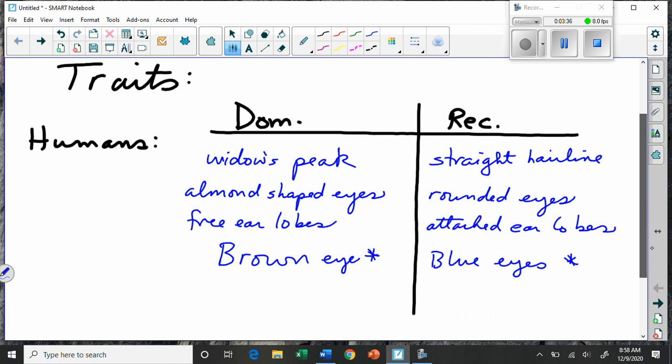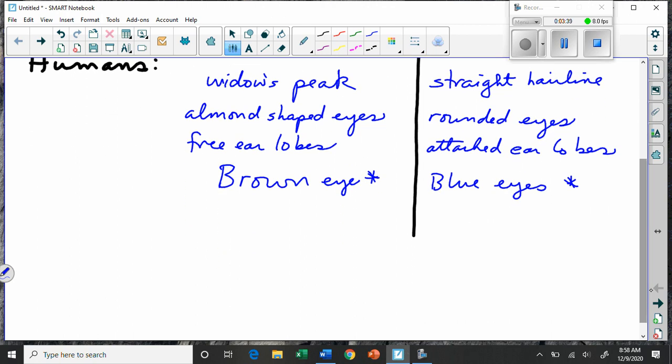So eyes are not really the best trait to do monohybrid crosses with because multiple genes are involved. But typically, we do know that brown eyes tend to be dominant over blue eyes, at least on that particular gene. Likewise, darker hair, brown hair, tends to be dominant over, say, blonde or lighter hair. But again, I'm going to put a star there because there's lots of variations with hair color. Okay?